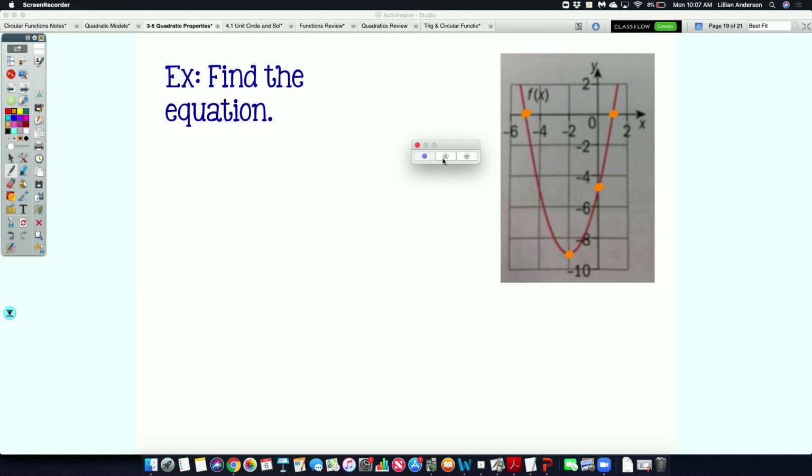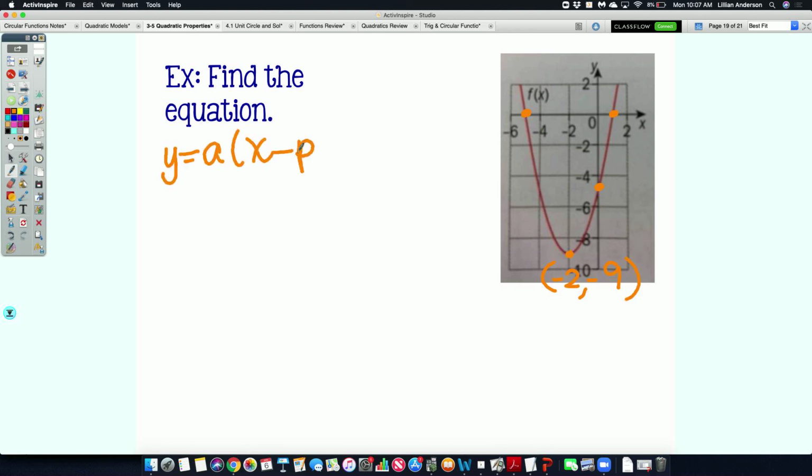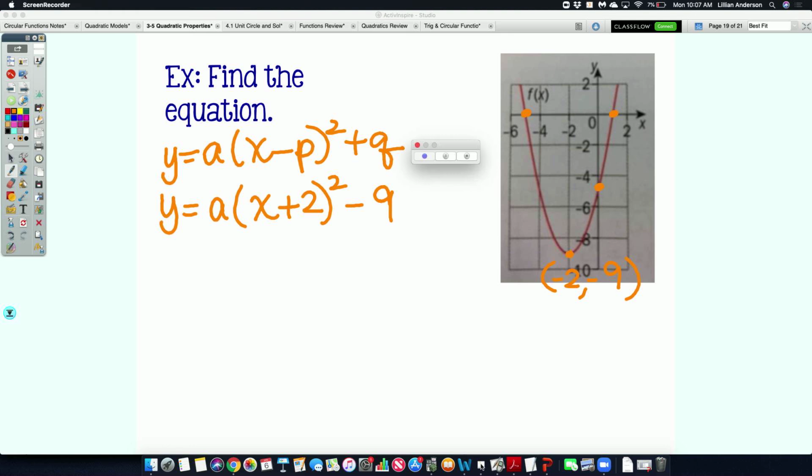So in this case, I am going to use the fact that I have my vertex, which is at -2, -9, to go ahead and write this equation in vertex form. So again, this is vertex form. I'm going to plug in my x and y coordinates, which are my p and q, into my vertex form. So that's going to be (x plus 2) squared minus 9. Remember, since it's x minus p, a negative and a negative is going to make a positive, hence why you have that positive 2.